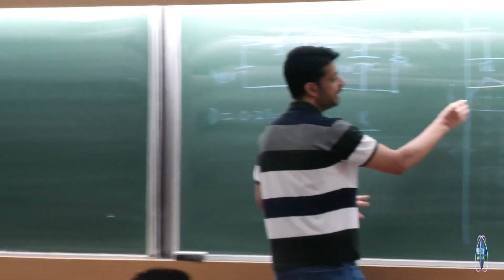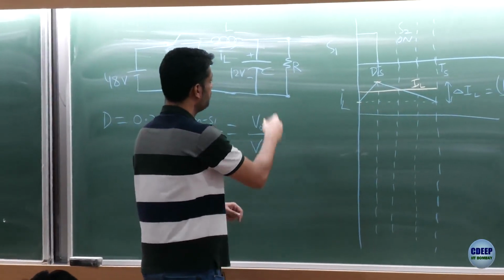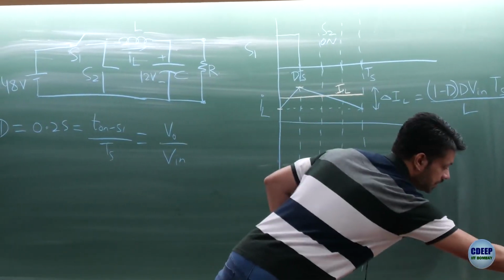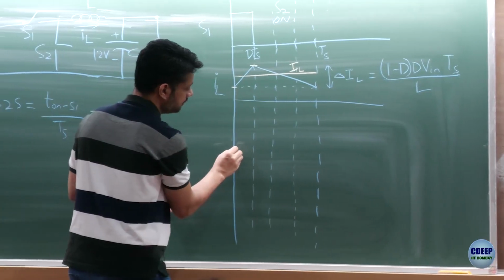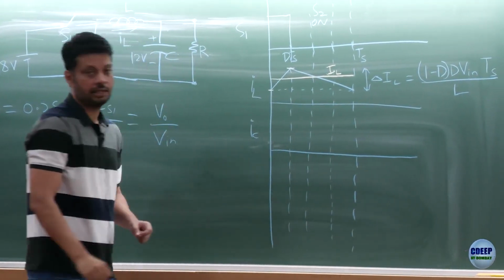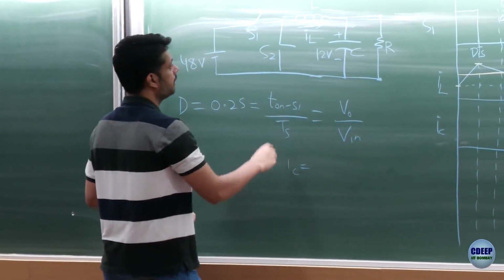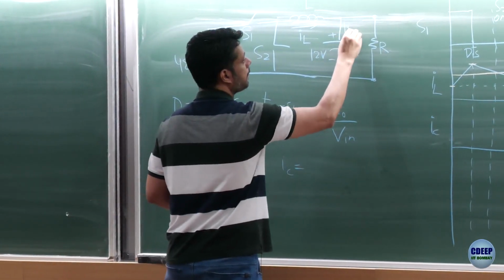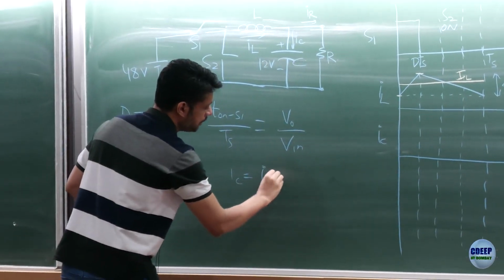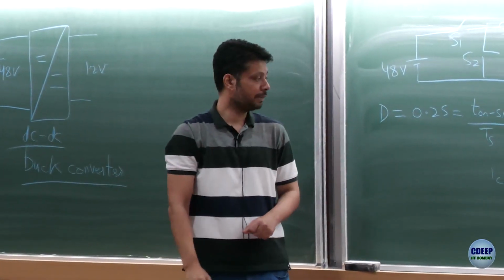What is the average value? The min value plus max value divided by 2, that is the average of a triangle. And therefore, now if I have to draw capacitor current, right? What would be capacitor current? So, capacitor current IC would be given by IL minus IR, right? IC would be given by IL minus IR.